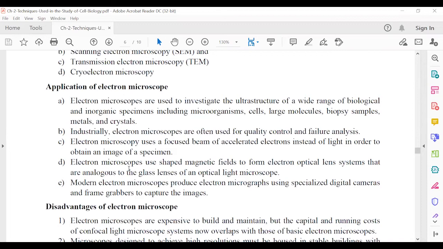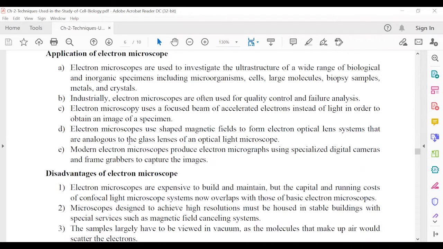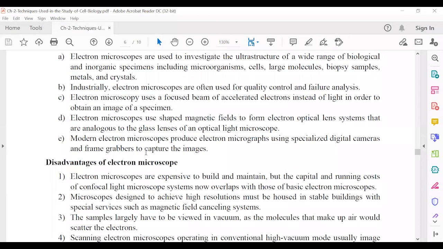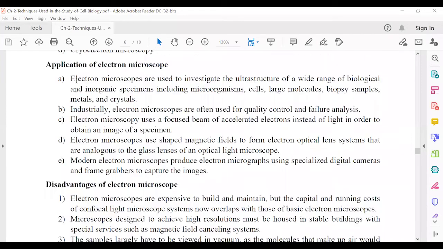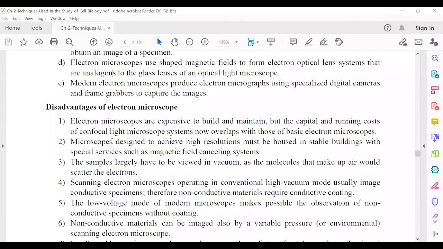Electron microscopy is used to investigate the ultrastructure of a wide range of biological and inorganic specimens, including microorganisms, cells, large molecules, biopsy samples, metals, and crystals. Lastly, modern electron microscopes produce electron micrographs using specialized digital cameras and frame grabbers to capture the images. You just read 2 or 3 applications, it is easy.